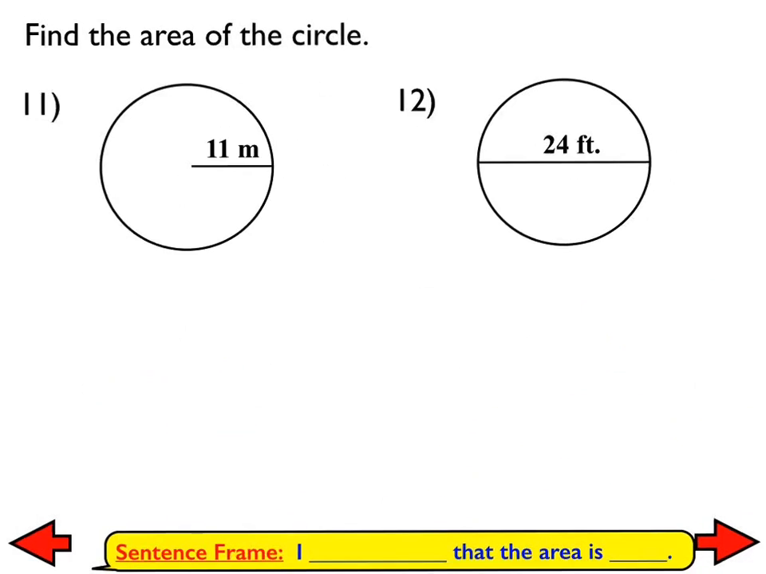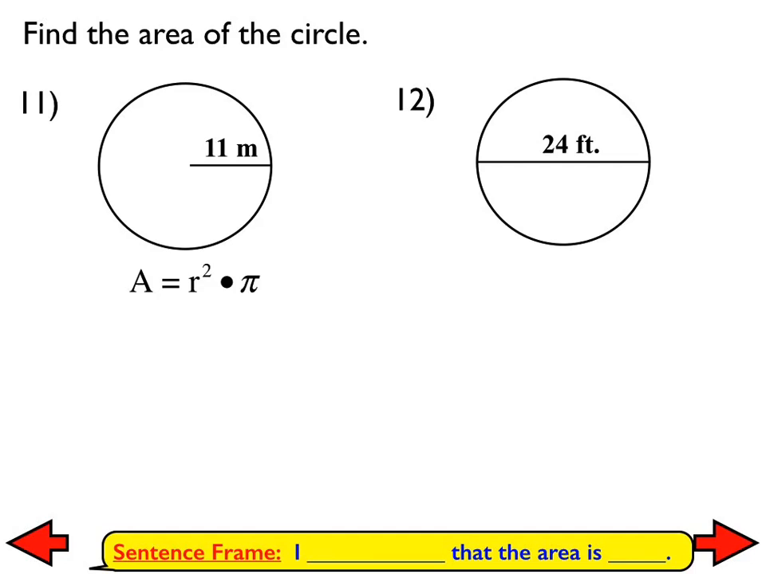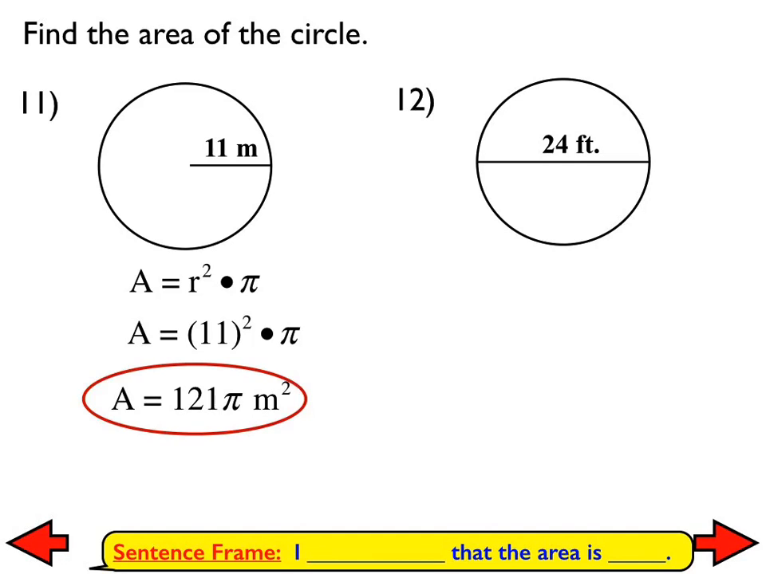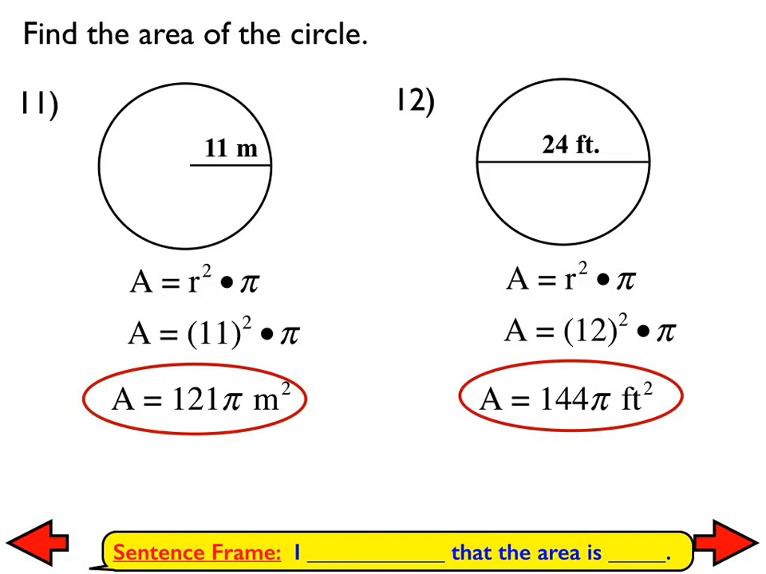And number 11, we have the radius. So we can just jump straight to 11 to the second power times pi. 11 to the second power is 11 times 11, which is 121. So the area is 121 pi meters squared. In number 12, we do not have the radius. What is the radius, by the way? 12. It's 12. So it's going to be, for the area, 12 to the second power times pi. Since 12 is the radius, 12 times 12 is 144. Therefore, it is 144 pi feet squared.